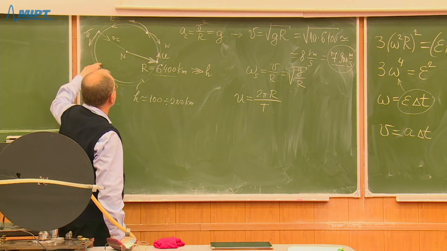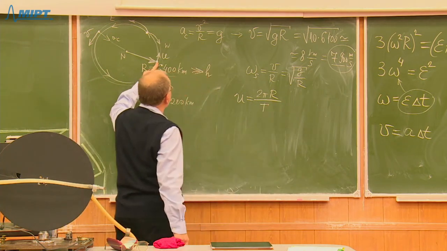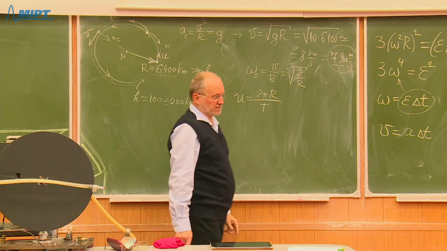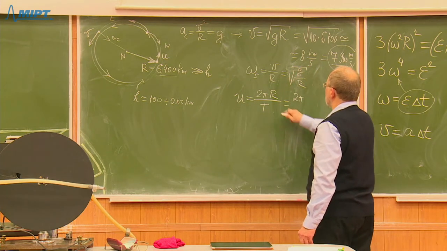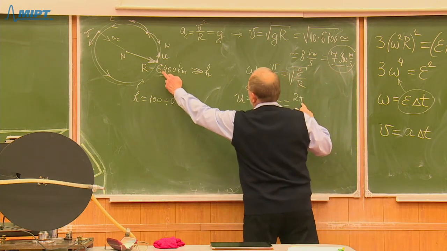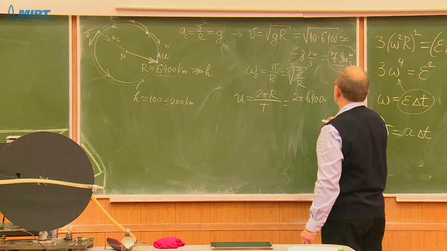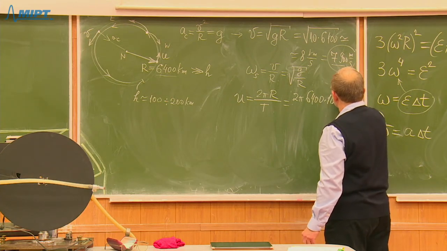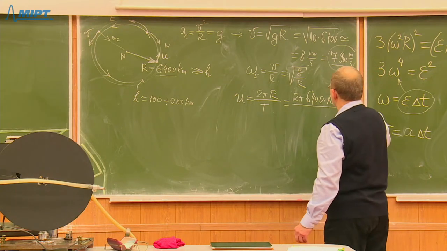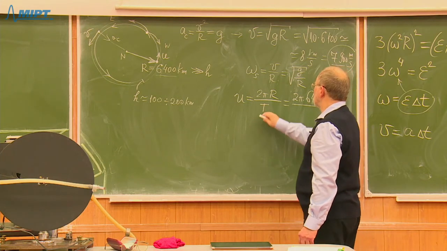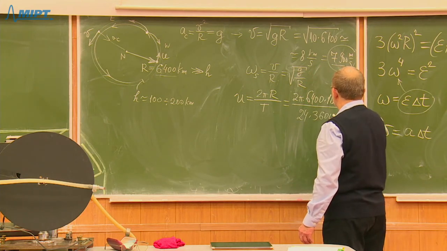The total length of this circle, the circumference, will be 2 pi r, divided by the time interval. That is the period of rotation of our planet. If you calculate it, the linear velocity will turn out to be 2 pi multiplied by r, which is 6,400 kilometers. And if I want to express it in meters, I have to take into account that there are 1,000 meters in 1 kilometer. So this is in meters. And the period of rotation is 24 hours. And each hour is 3,600 seconds.